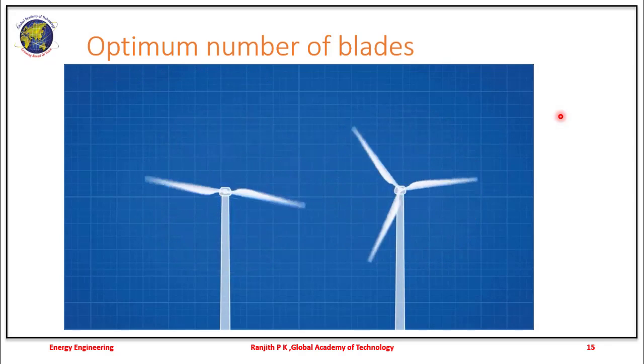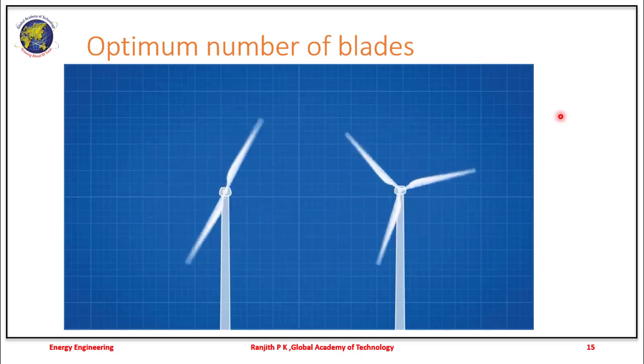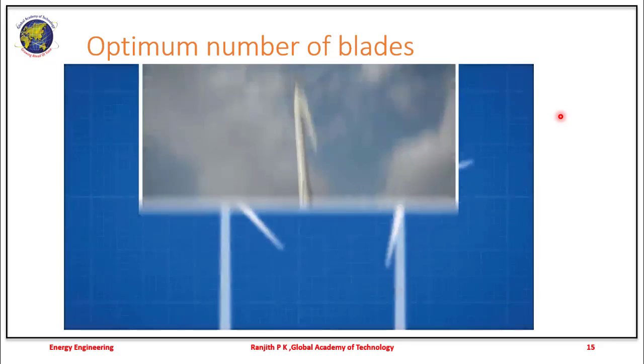A faster spinning blade will generate more noise. This is what a wind turbine sounds like up close.